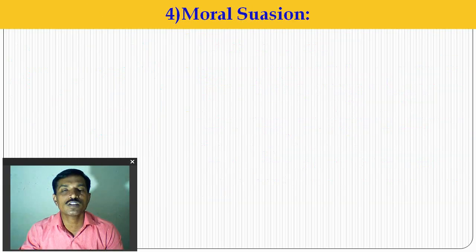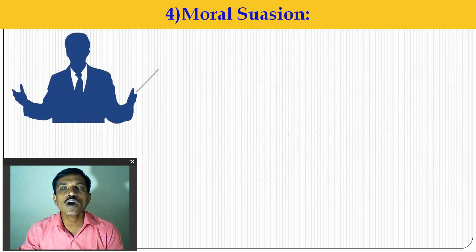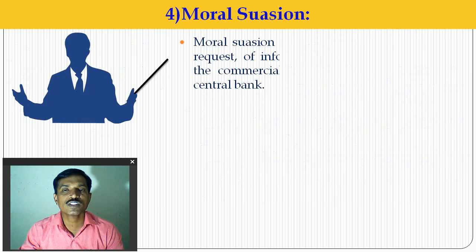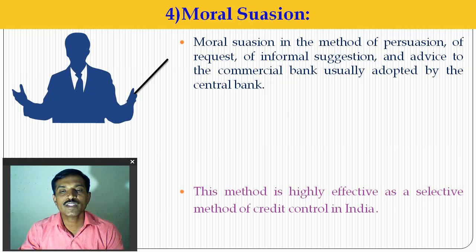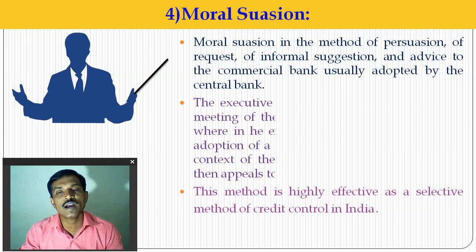The next is moral suasion. The RBI uses moral suasion to give suggestions and advice to commercial banks to adopt the central bank policy or follow its rules and regulations. This method is highly effective as a selective method of credit control in India.